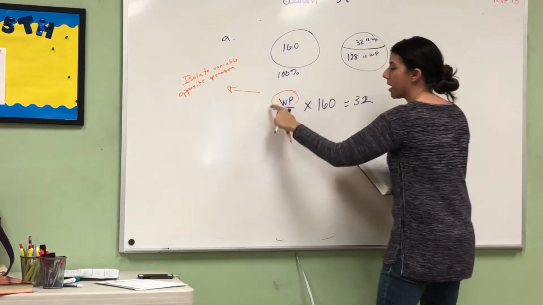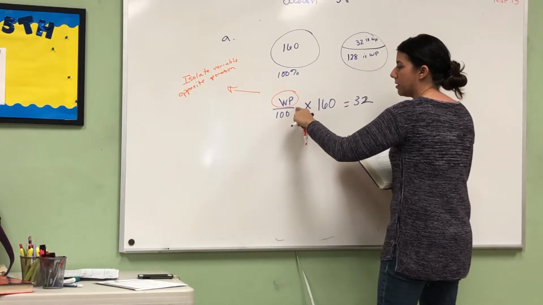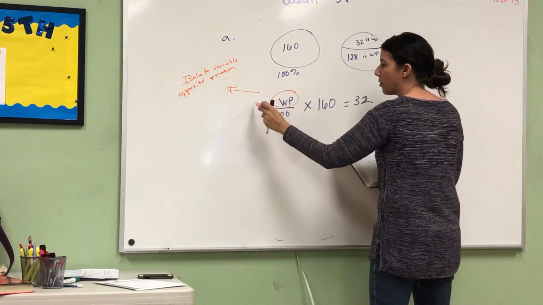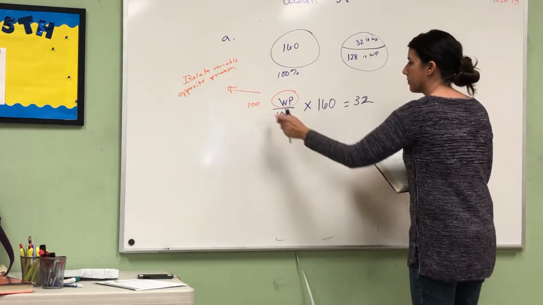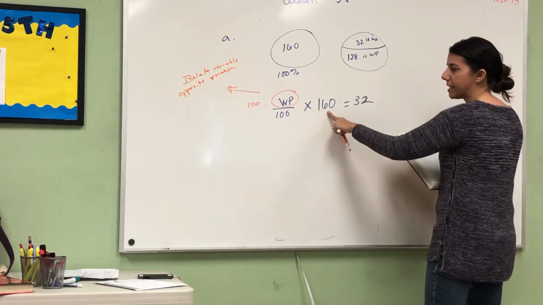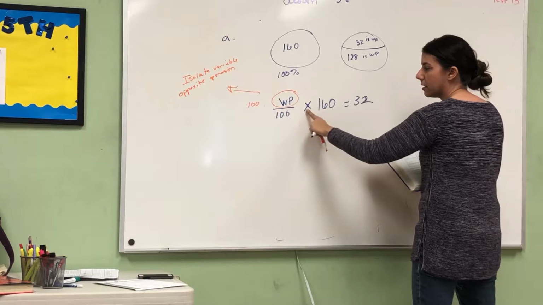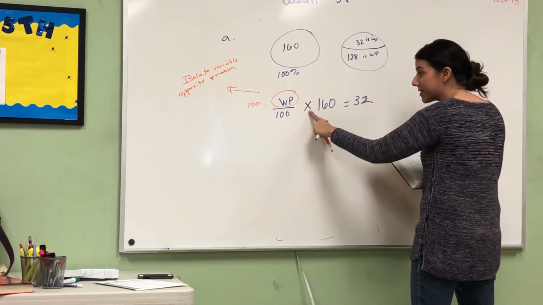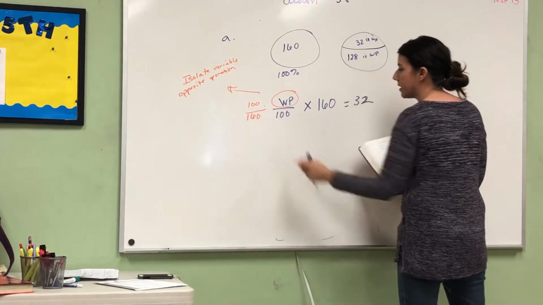So we have to identify what operation is being done here. A fraction is division. So we're going to now multiply by 100 on both sides. And we also want to get rid of this 160. So what operation is being done here? Yeah, it's multiplication. What's the opposite of that? Division. So we're going to divide by 160.